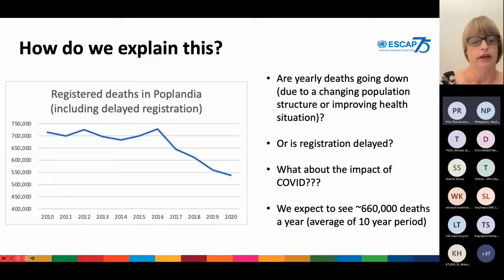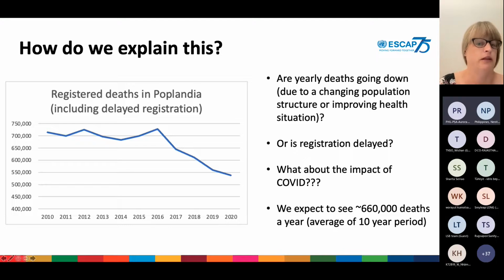This is looking again over time. So this is total deaths from 2010 to 2020. And again, these are registered deaths. But then we're going to ask ourselves, okay, there's a little bit of noise here, but it kind of looks like deaths are decreasing.